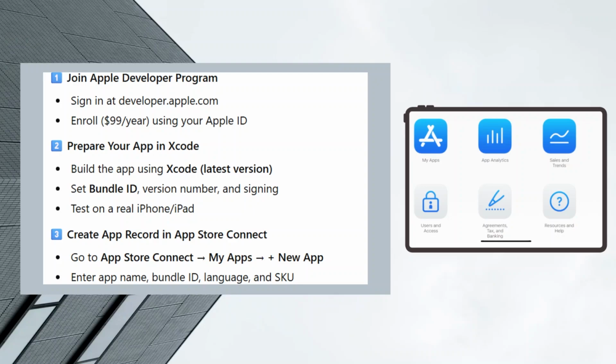Next, create an app record in App Store Connect by going to App Store Connect and opening My Apps and selecting New App. Then enter the app name, bundle ID, primary language, and SKU to create the listing.